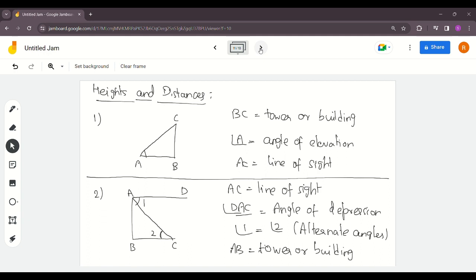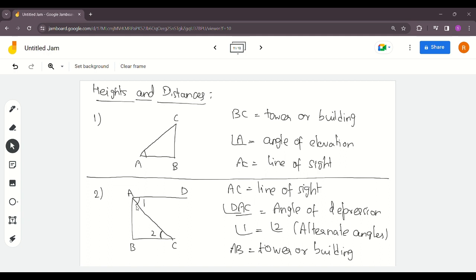Next we go to heights and distances chapter. This is again a very simple chapter. So in heights and distances, if you know how to draw the diagram for the question, it becomes very simple. So that's why I have given you clues of how the diagram will look like. So here BC is nothing but the tower or building. Angle A, so that is from the bottom to the top. So from the bottom to the top, that is angle of elevation. Angle A here is nothing but the angle of elevation, and AC is the line of sight. So you are looking from the bottom to the top. So angle A is nothing but angle of elevation.